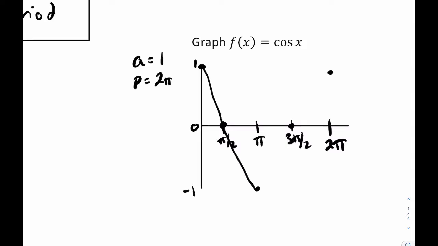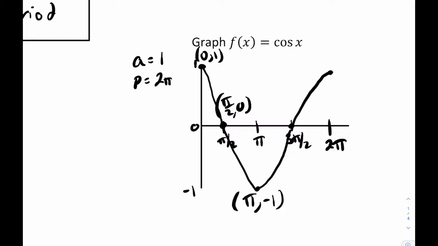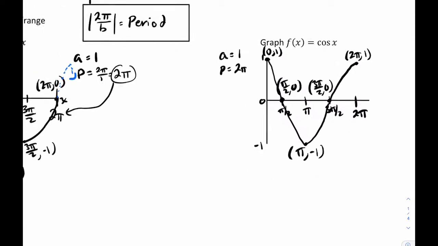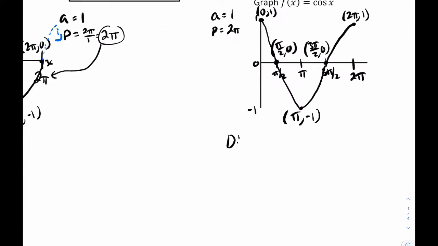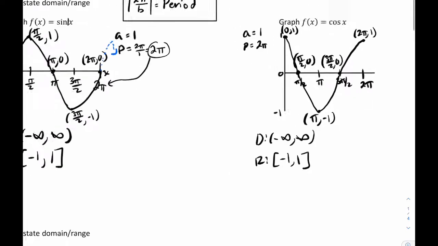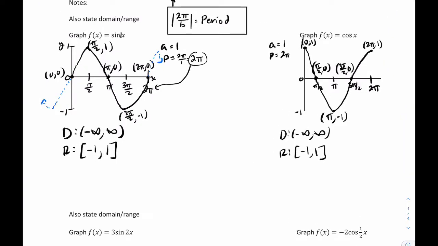And there's our first wave. Try to make it as smooth as possible. You don't want any jagged edges here. Now I'll label 0, 1, pi over 2, 0, pi negative 1, 3 pi over 2, 0, and 2 pi 1. Our domain is once again everything. And the range, same as last time, -1 to 1. It's not too bad.